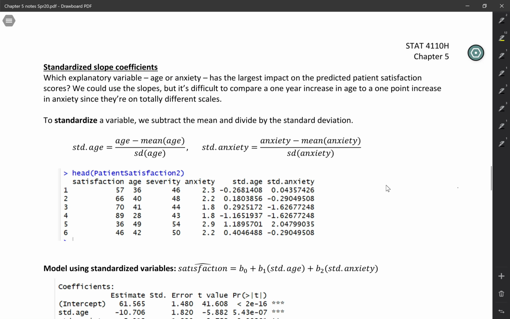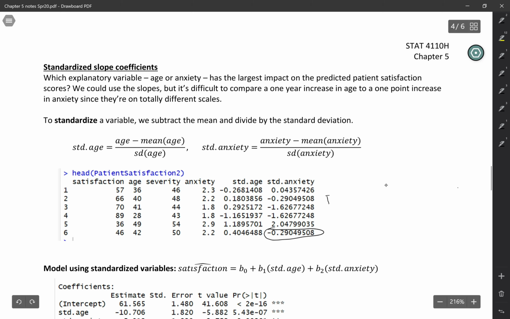So let's take a look at the new patient satisfaction 2 data set. It has satisfaction, age, severity, anxiety. Those were our original variables. And now we have a standardized variable, age, and a standardized anxiety. So thinking about what these numbers mean, I'm just going to pick one. Let's just pick this one down here at the bottom. So this is in the row for patient 6. And this is a negative number.